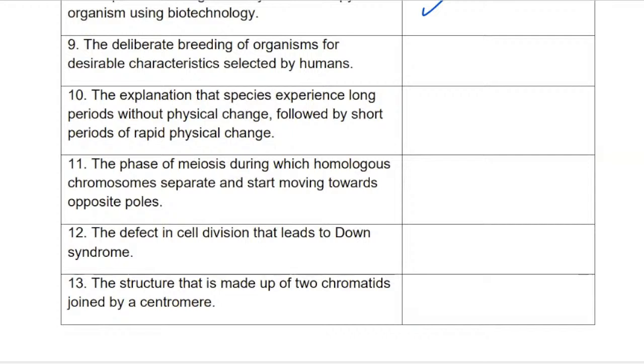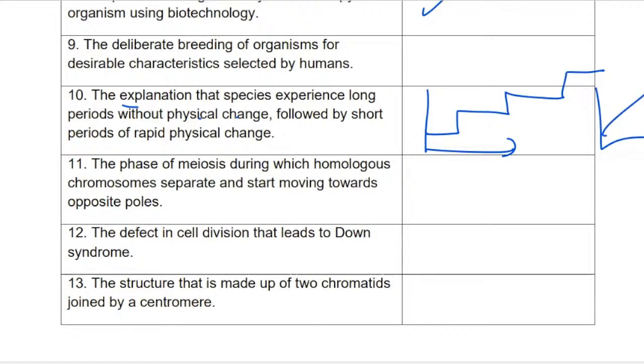Hey guys, don't forget that you are focusing for a distinction. Then the explanation of species experiencing long periods without physical change followed by short periods of change. Now, I think in your mind you have the answer. We are testing ourselves now. Long periods of no change, and then short periods of change. It must go like the ladders. We call it punctuated equilibrium. So if they bring two graphs and one is like the ladder, you just know that those steps are called punctuated equilibrium.